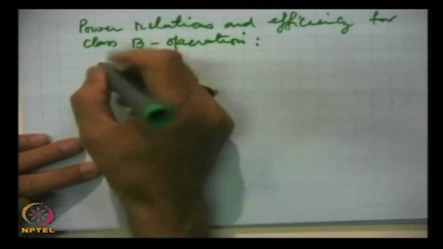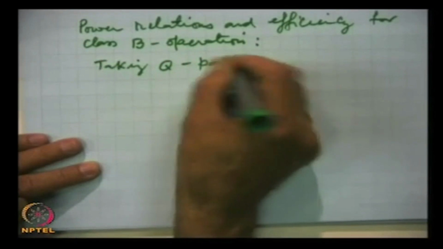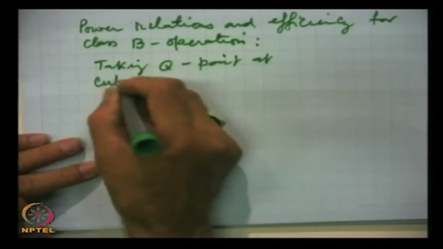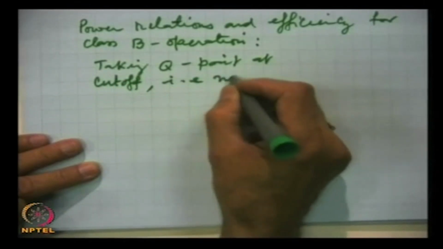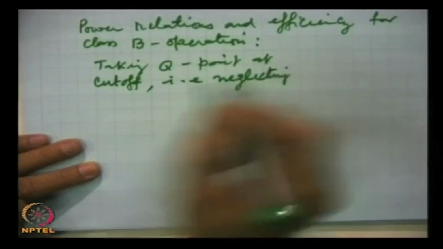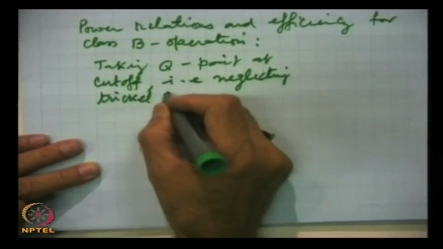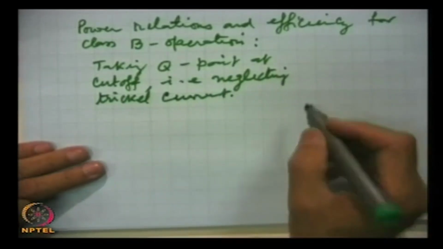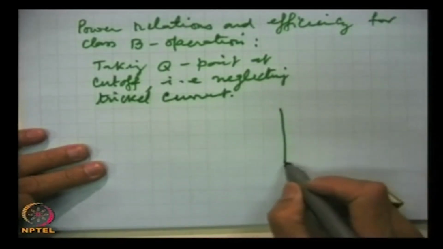So, taking the operating point, taking the Q point at cutoff, that is, neglecting trickle current. Then this is the situation.